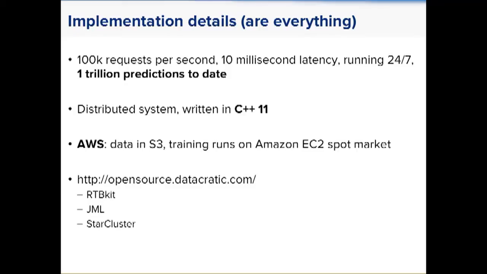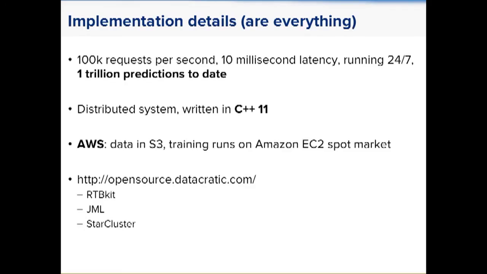As with any high-performance system, implementation details are basically everything. You mess up one thing in a high-performance system and it doesn't work. So this system handles hundreds of thousands of requests per second. It has a 10 millisecond latency, even though we're generally allowed about 50 milliseconds. We target much lower than that. It runs 24/7, and to date, it's a little hard to estimate because all I have are aggregate counts, but we've probably made about 1 trillion predictions with the system for all our customers combined.